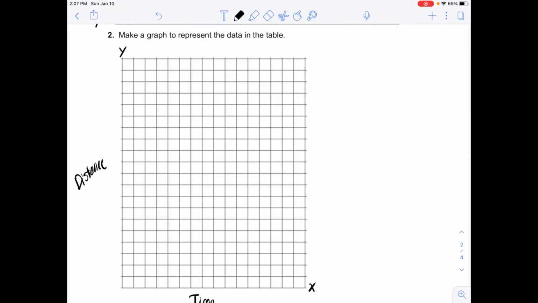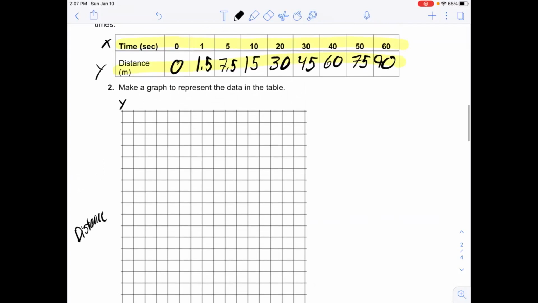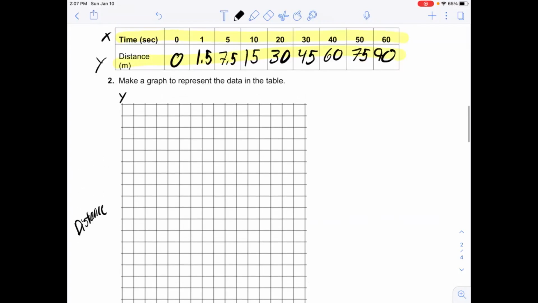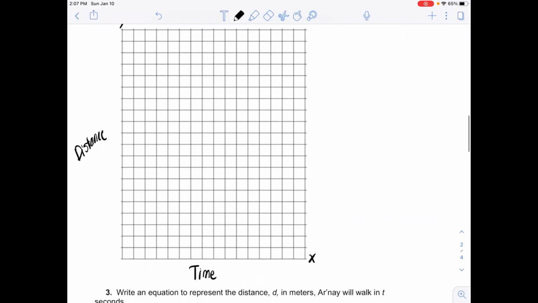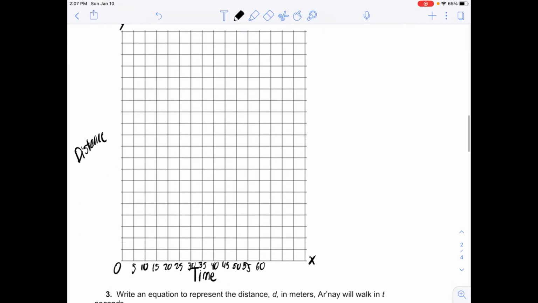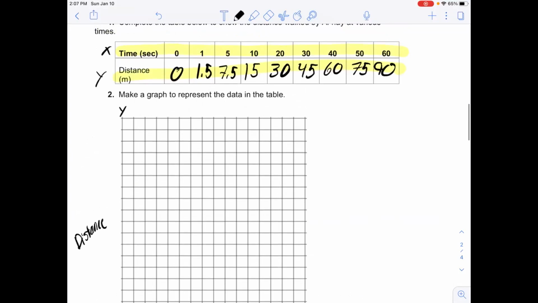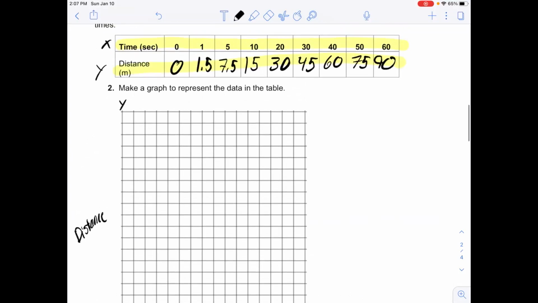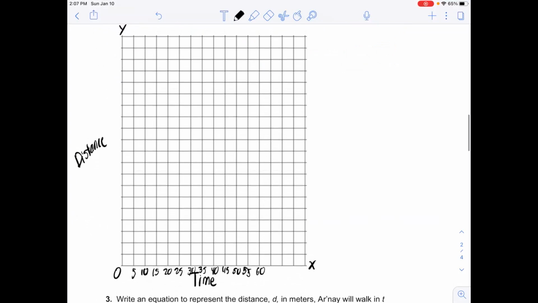Now I want to see how big my numbers get on my graph. So for the top, for time, it goes from 0 to 60. So I think for that, I'm going to count by 5s on the bottom. Here's my 0, and then I'm going to count 5, 10, 15, 20, 25, 30, 35, 40, 45, 50, 55, 60. Now I need to do my y-axis. My y-axis goes from 0 to 90. I think I'm going to count by 5s again. I think I have enough space here.